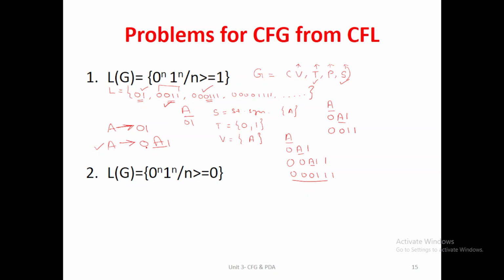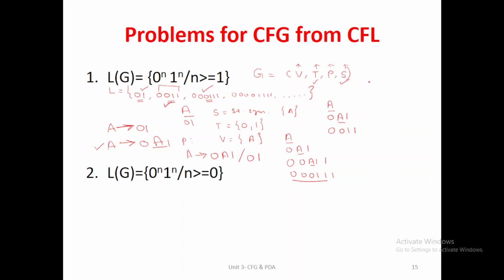these two productions. So, we can rearrange this production, as those two productions contain the same left side non-terminal. So, we can write it as A implies 0A1 or 01. So, this is the production.